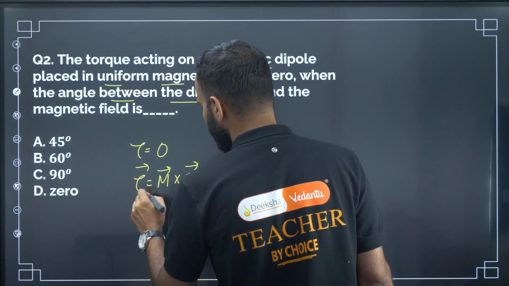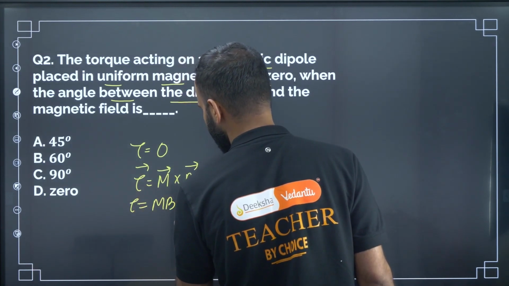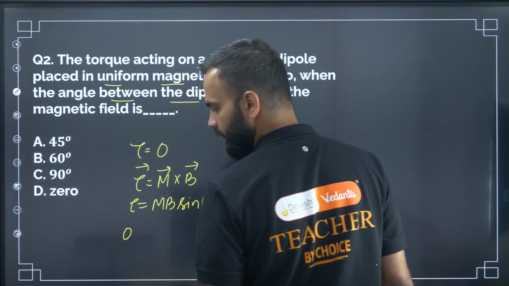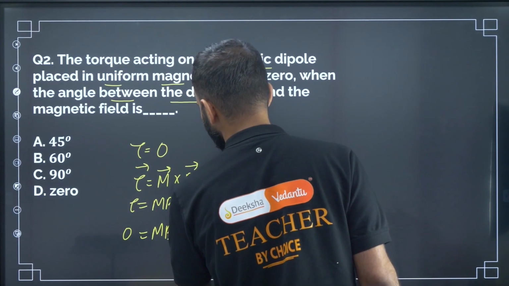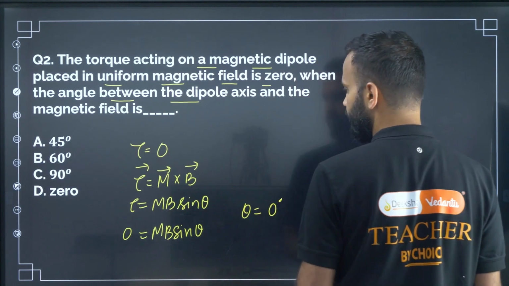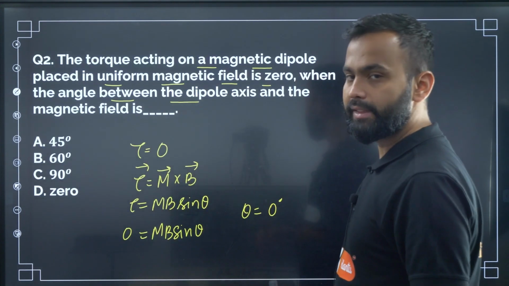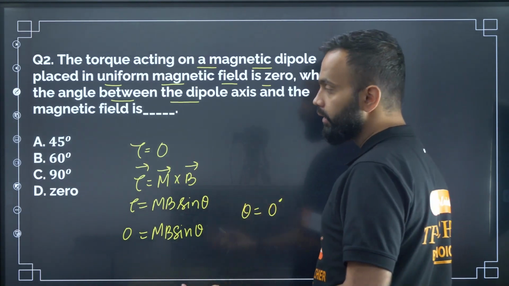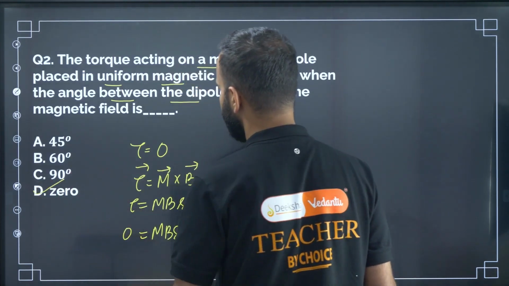In scalar form, tau equals mB sin theta. Here tau equals 0, which is equal to mB sin theta. If you solve this, you will get theta equal to 0 degree. So the angle between the dipole axis and the magnetic field is 0 degree. Only then will we get the torque acting on the magnetic dipole as 0. So the correct option is D.